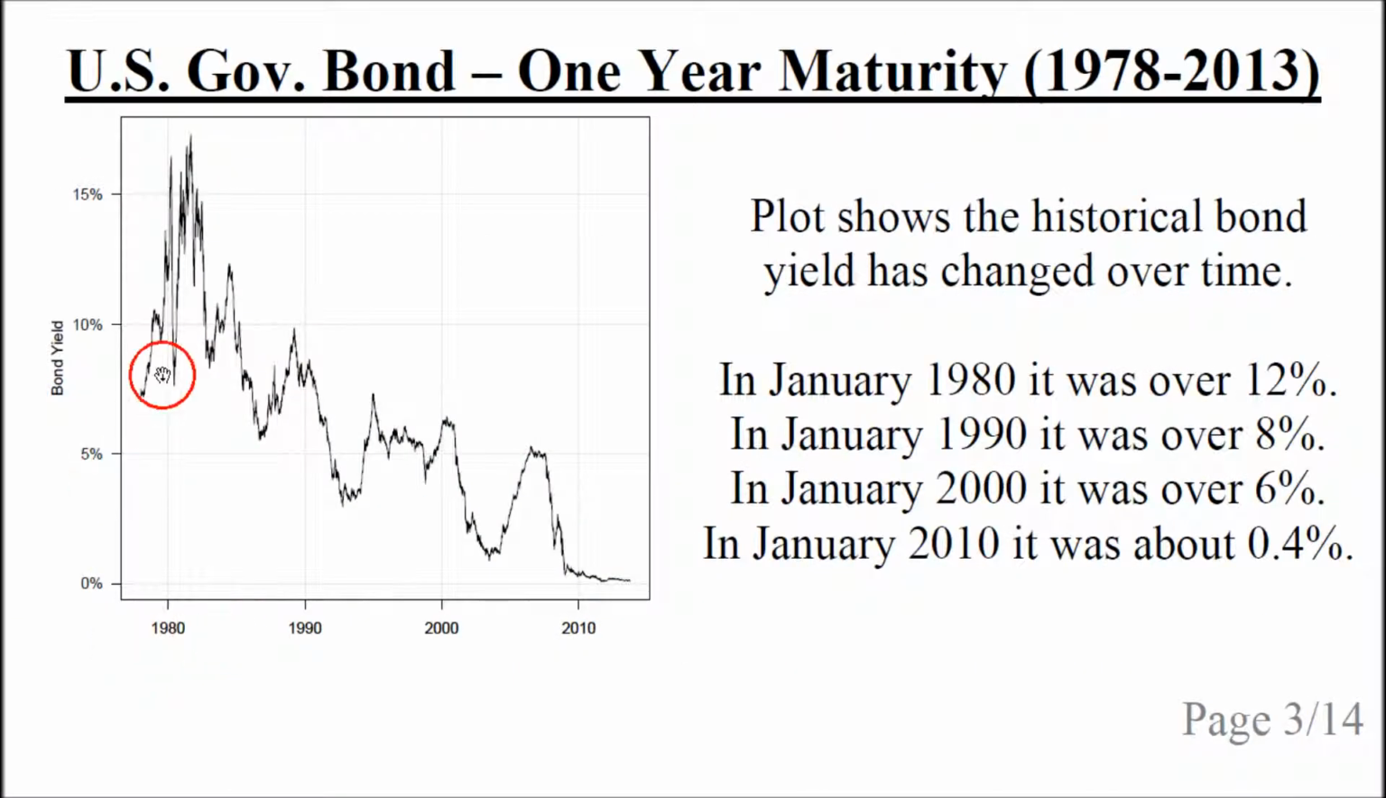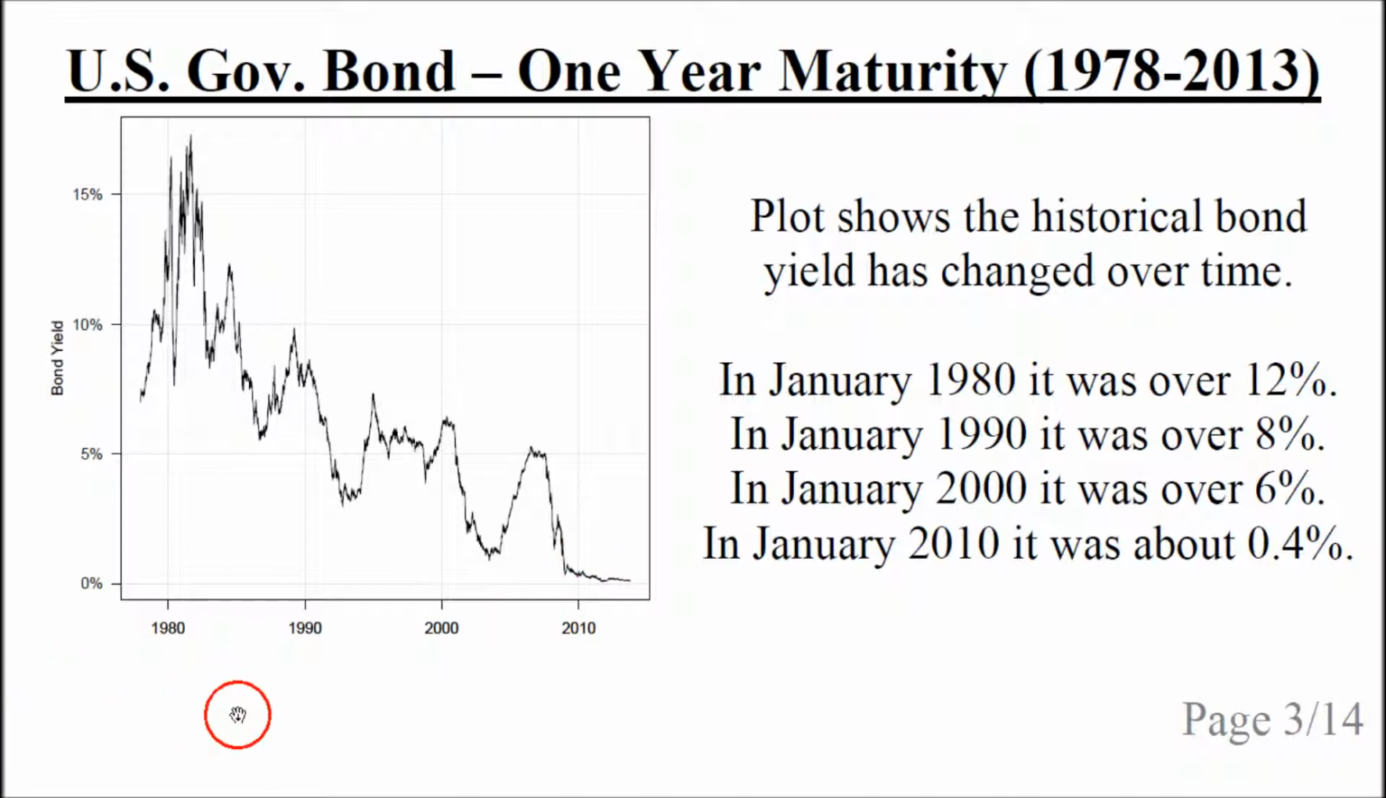This plot shows the yield on US government bonds with 1-year maturity. And as you can see, it changes over time. So in January 1980, it was over 12%. And then in January 1990, it was over 8%. In January 2000, it was over 6%. And in January 2010, it was about 0.4%.